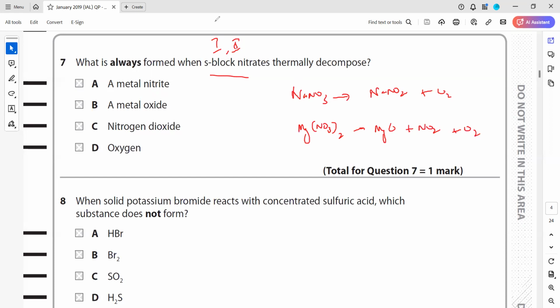So what is always formed when we decompose the S block nitrates, group 1 or group 2? It will always form oxygen. Metal nitrite is formed with group 1, but not with group 2. Metal oxide is formed with group 2 only. Nitrogen dioxide is formed with group 2 decomposition. But oxygen is formed when we decompose either group 1 or group 2.